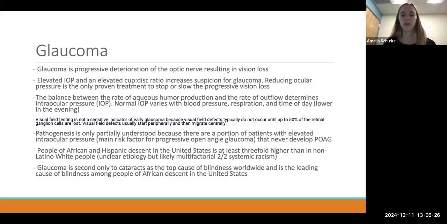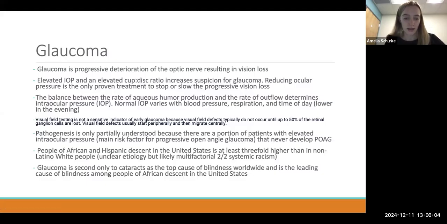Ocular pressure is determined by the inflow and the outflow of the aqueous humor production, and it varies throughout the day. The pathogenesis of this is only partially understood because, again, while increased intraocular pressure is a risk factor, not everyone that has elevated IOP develops glaucoma. And people of African and Hispanic descent in the US have at least a threefold higher risk of developing glaucoma than non-Latino white people.